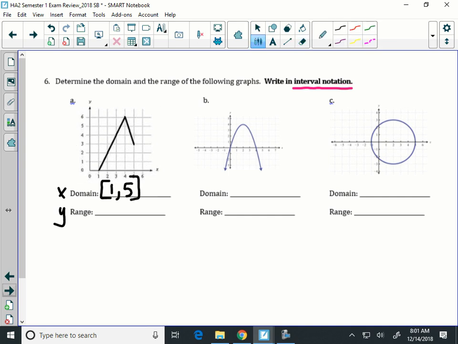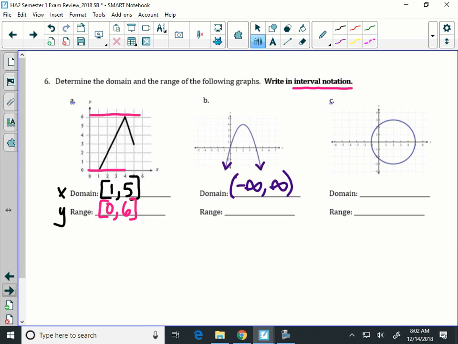The range is bottom to top. So the lowest y value is at 0. The highest y value is at 6. So that would be your range in that problem. In B, domain goes left to right again. And notice on the left and the right, you have arrows going out forever. So your domain here goes from negative infinity to positive infinity.